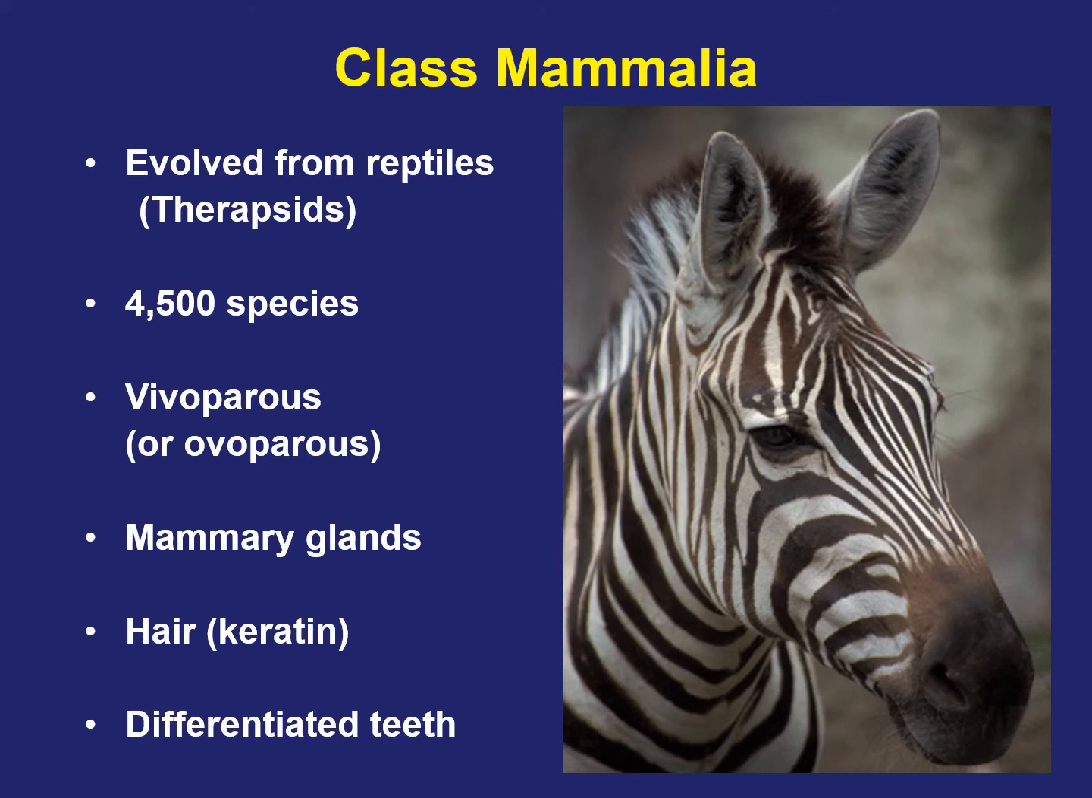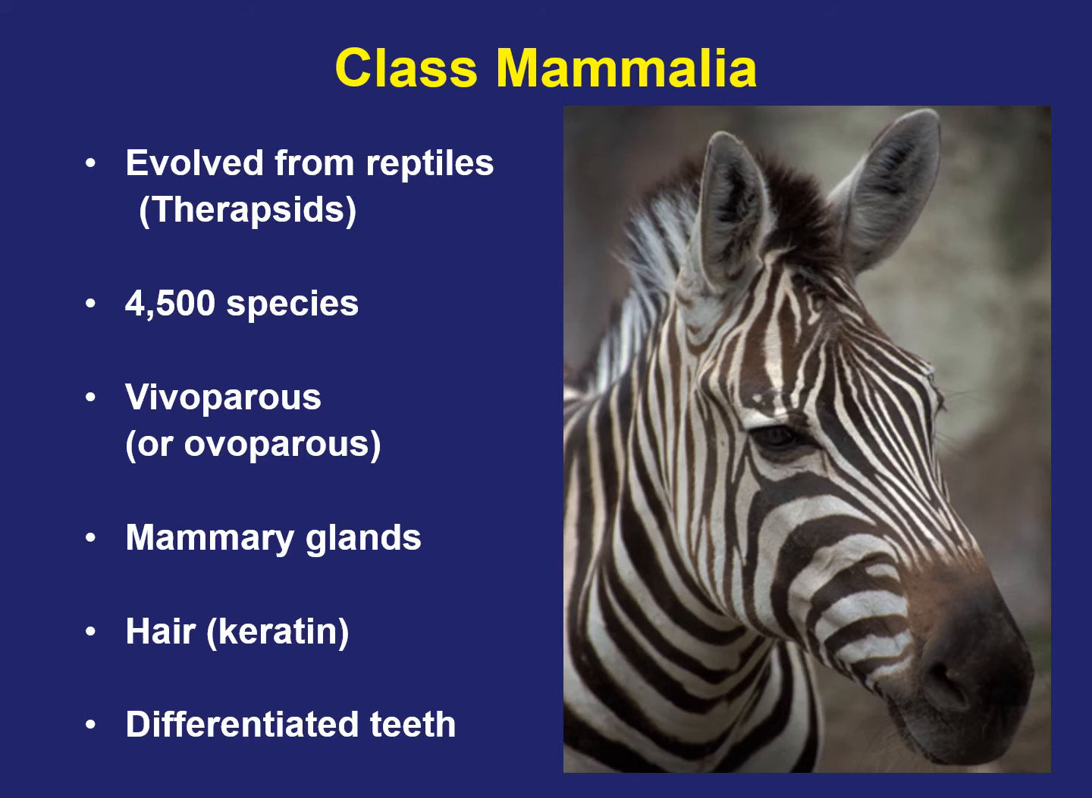So let's move on and look at the mammals. Mammals evolved from reptiles, specifically from a group known as the therapsids. These are warm-blooded reptiles that don't exist anymore. So they would have had a very high metabolic rate. Instead of just relying on their environment for warmth, they created excess warmth through their metabolism.